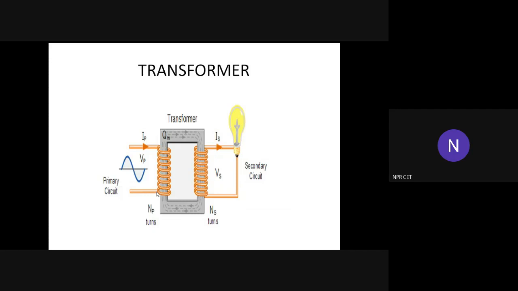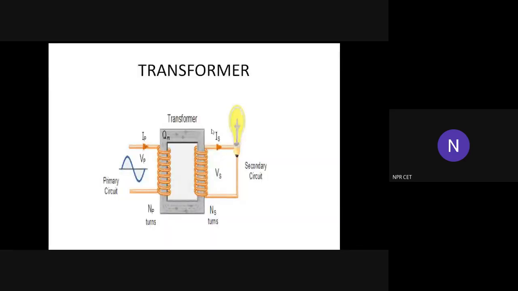What is NP? The term NP refers to the number of turns in the primary winding. Similarly, NS is the number of turns in the secondary winding. VP is the input supply voltage. VS is the output or secondary voltage. IP is the current flowing through the primary winding. IS is the current flowing through the secondary winding. The term Φ refers to the magnetic flux. Okay, so this is the general arrangement of a transformer.